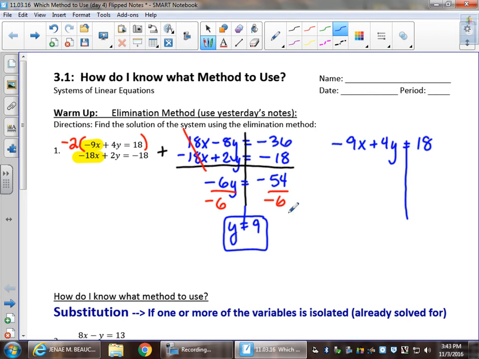So I have a guide. Where I see y, we are now going to substitute 9 in parentheses. Always use parentheses. Equals 18. And now we can solve. So please pause here and finish solving for x, and we'll compare answers. I get -9x plus 36 equals 18. I'm going to subtract 36 from both sides.